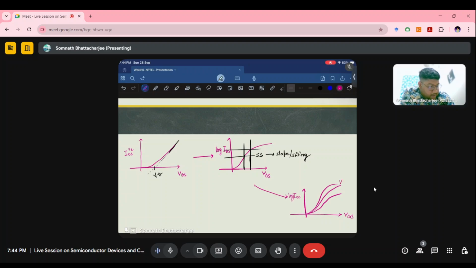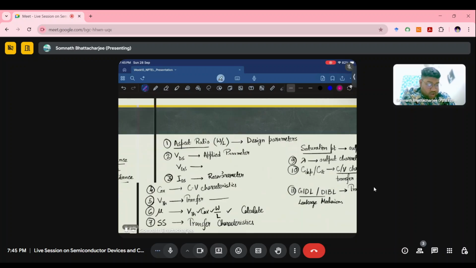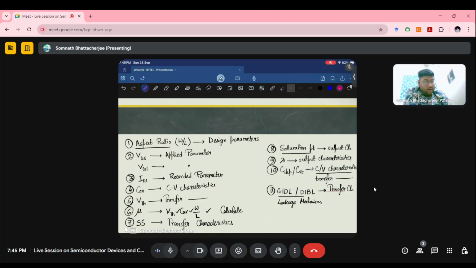We'll have to apply different amounts of VDS, and based on this VDS change, we can directly calculate the amount of GIDL and DIBL. So both of the leakage mechanisms can be directly calculated from this as well. Am I missing something? Oh yes, and also NA can be calculated directly from the CV characteristics as well.